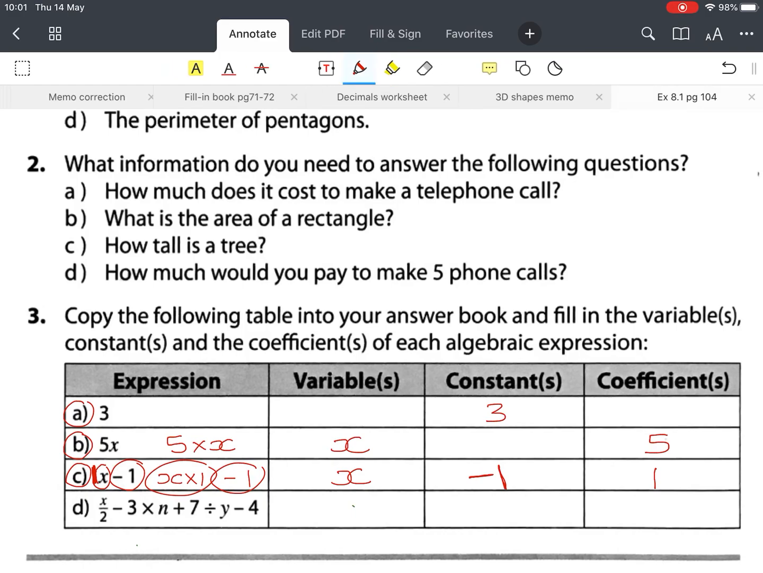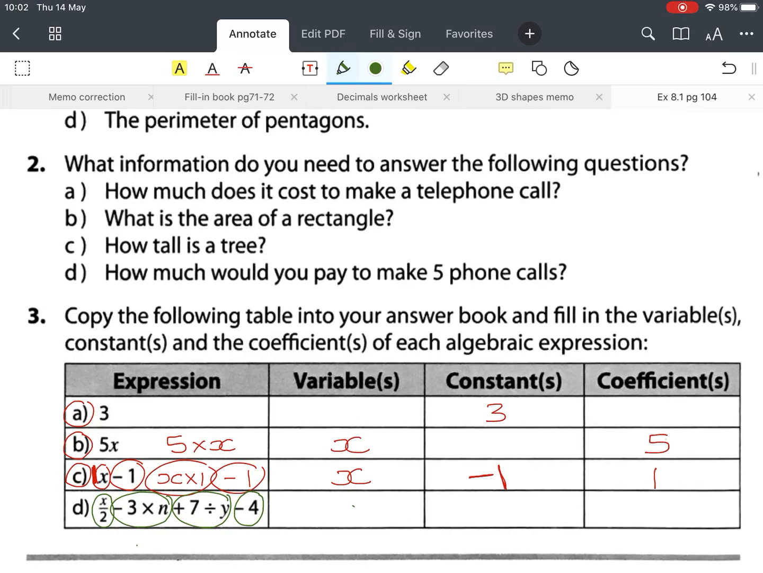Lastly, and this is quite a tricky example for grade 7, but this is 1, 2, 3, 4 terms. Remember, terms are separated by plus and minus symbols. We will look into more of this next term. So if this is a little tricky, just see it as one example to get you going.